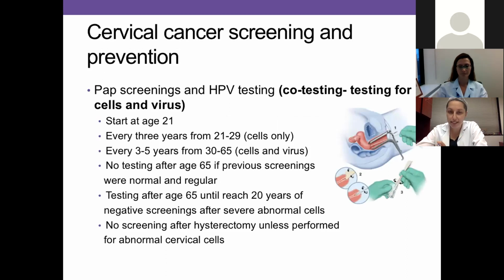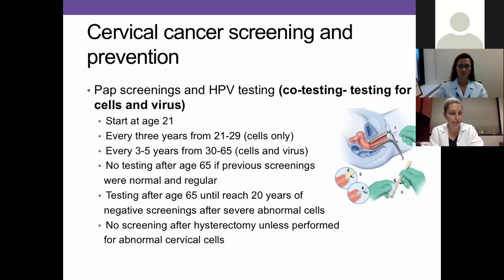So in recent years, we've changed the way that we screen for cervical cancer with pap tests. No matter when you started having sex, we start pap smears at age 21. For women between age 21 and 29, we do what's called cytology only, meaning we just test for abnormal cells. We don't test for HPV for the most part in that age group. Then in women who are 30 to 65, we test for both HPV and abnormal cells, and we do that every 3 to 5 years.